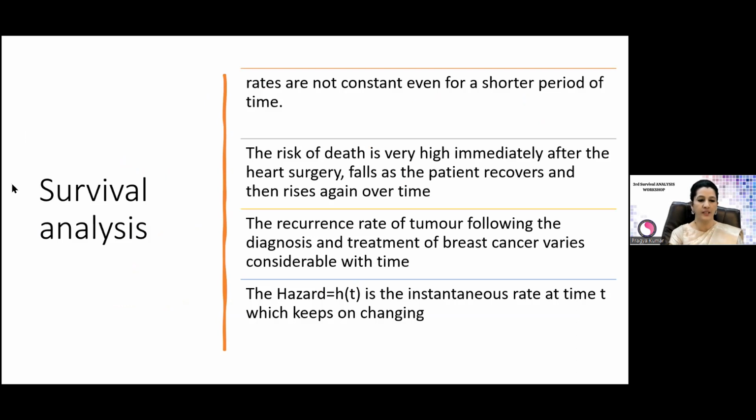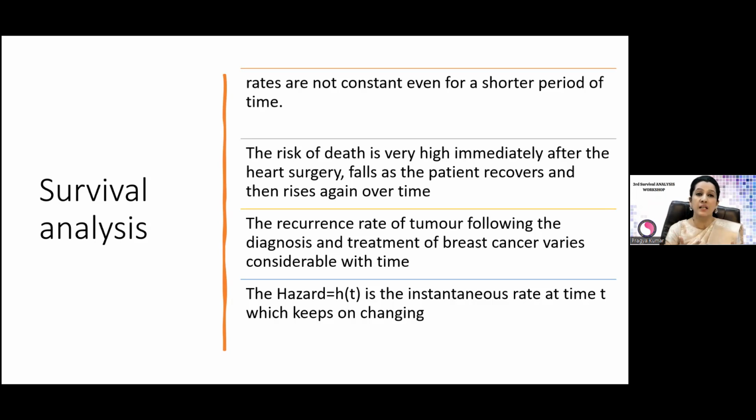So if you see this survival analysis here, why do we do the survival analysis and this Kaplan-Meier and this instantaneous calculation of hazard rate? Because rates are not constant even for a shorter period of time. We have seen that if the risk of death is in the initial period, it is very high. And as the patient progresses, the risk of death falls. So the rate is not the same across all time points.